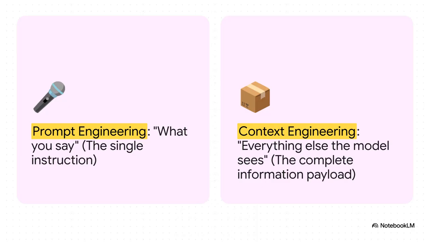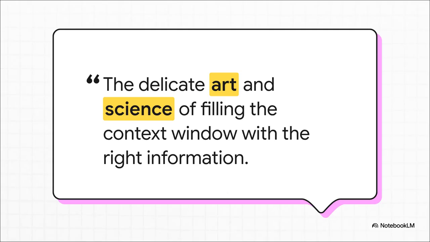So, what's the real difference here? Well, think of it like this. Prompt engineering is simply what you say to the model. It's that one instruction. Context engineering, on the other hand, is everything else the model gets to see. This information payload, as it's called. It has examples, it has memory, it has documents, it has tools. It's the difference between asking a stranger a question on the street versus handing an expert a full briefing binder before you ask.